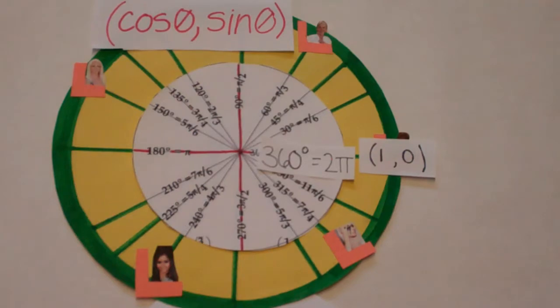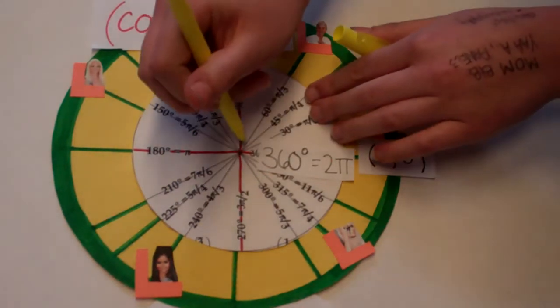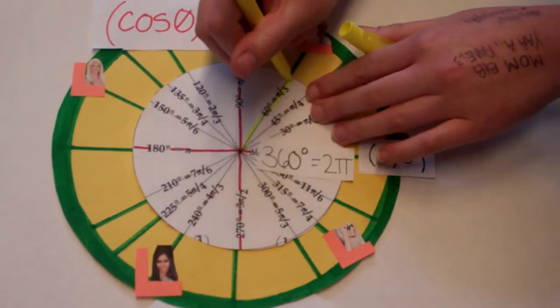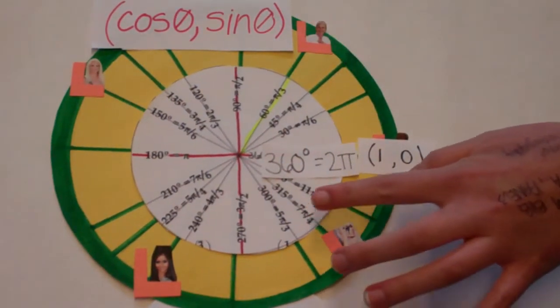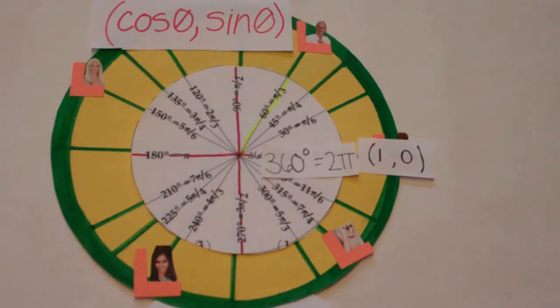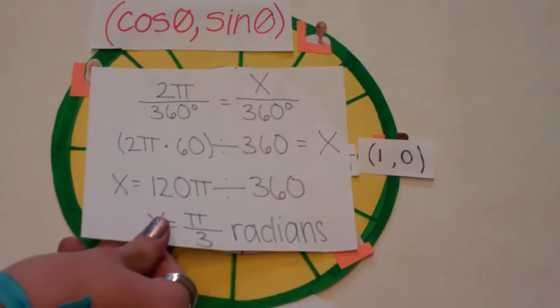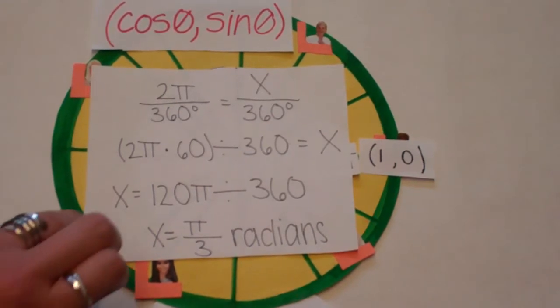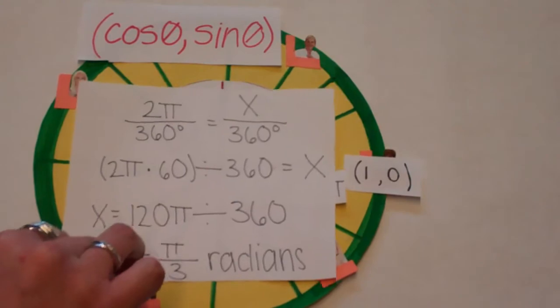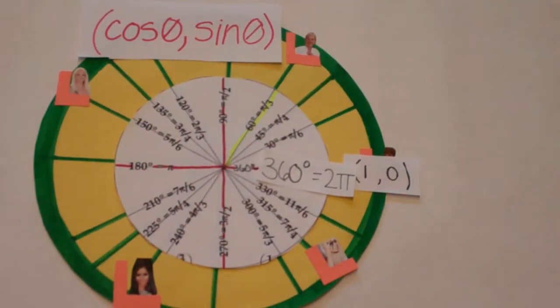Ellen DeGeneres is located at 60 degrees on the unit circle. Her distance in radians can be found using basic algebra. Knowing that 360 degrees is equal to 2 pi radians, we can use proportions to figure out the amount of radians that equals 60 degrees. Using our algebraic skills, we can come to the conclusion that 60 degrees is equal to pi over 3 radians, or roughly 1.047 radians.